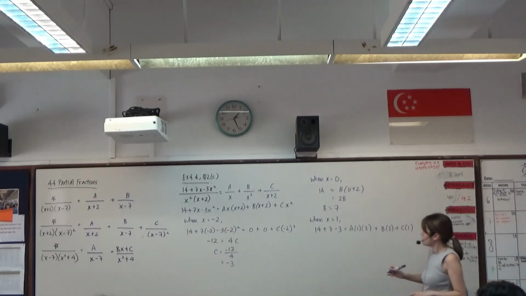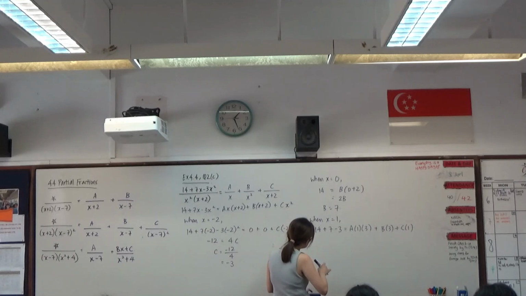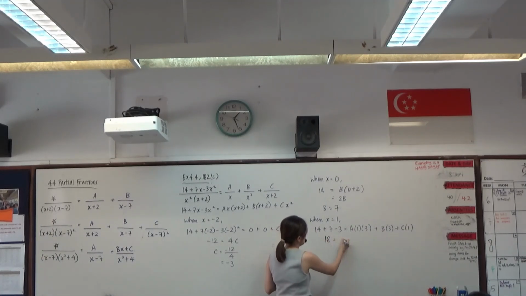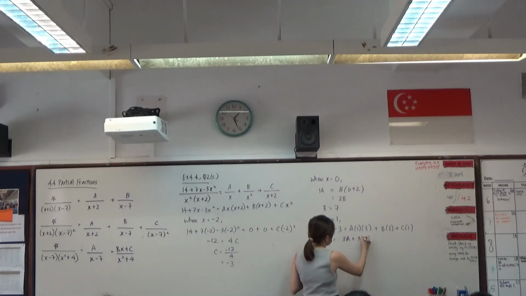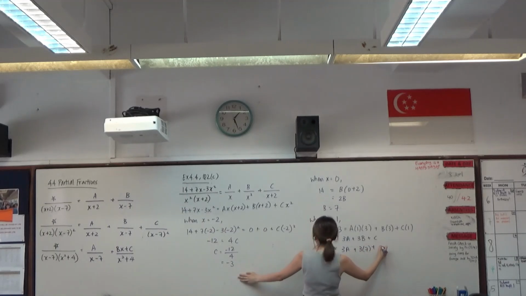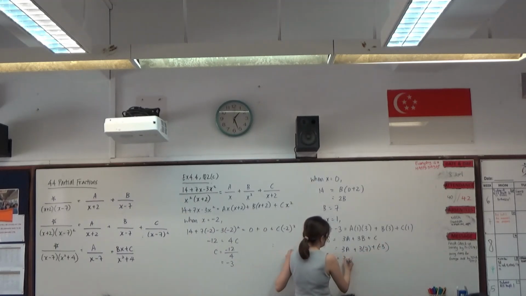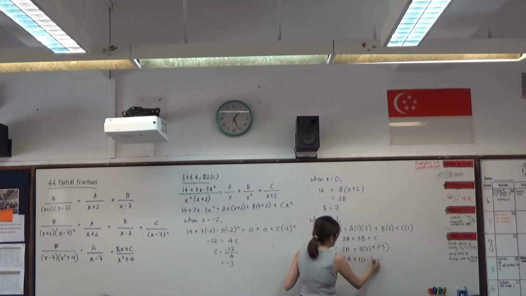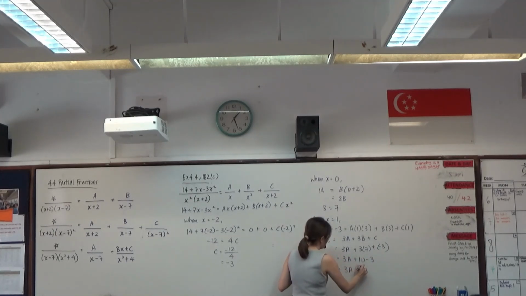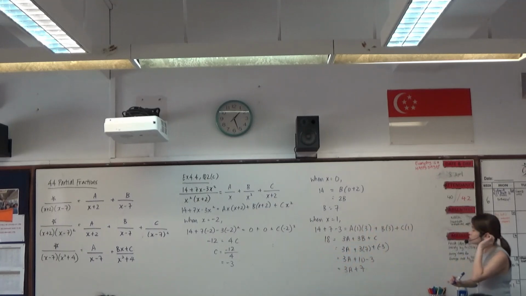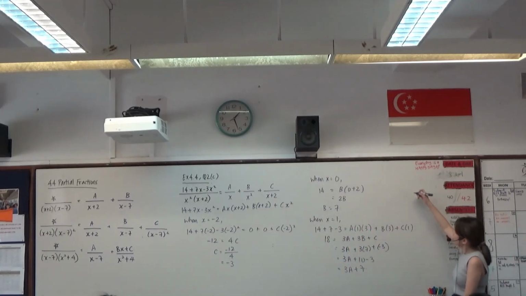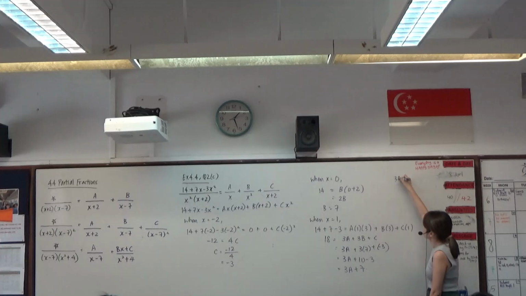Okay. So I will have here 14 minus 3, 11 plus 7, 18. 3A plus 3B plus C. And B we have already found to be 7. C found to be negative 3. So 18 equals 3A plus 7. And hence 3A equals 18 minus 7, that's 11.